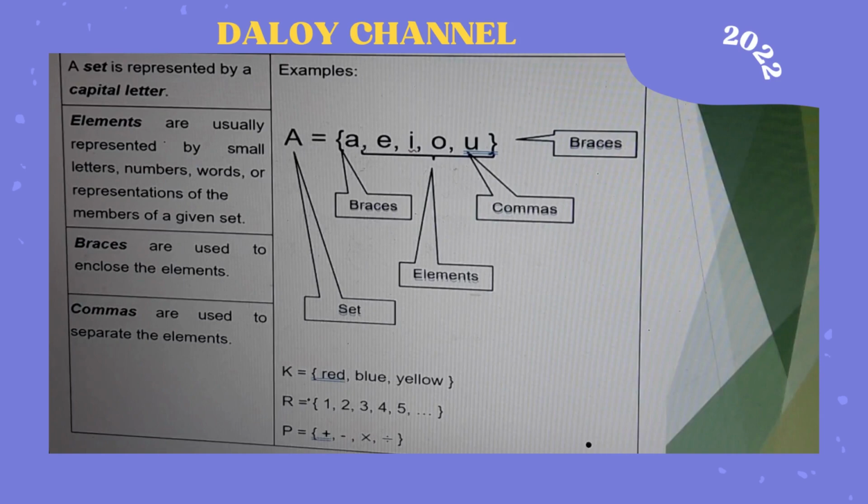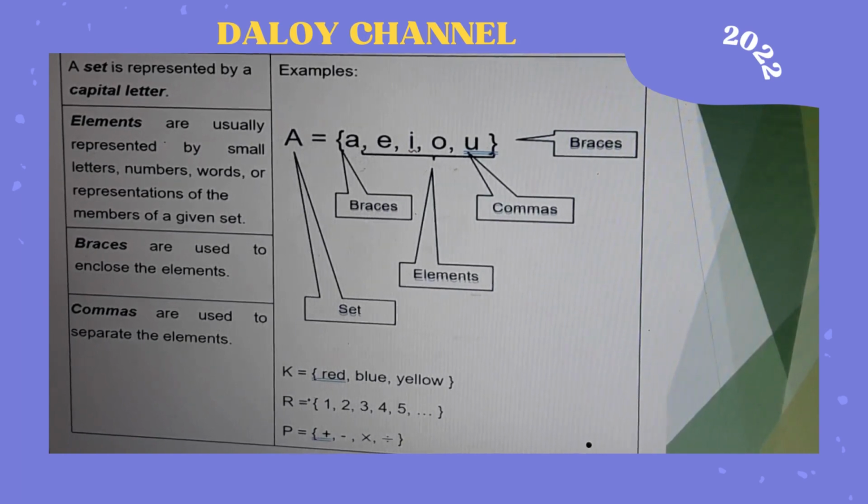So we have an illustrated example here. The capital letter A serves as a set, and it is equal to the group of, in which we are using braces, small letters a, e, i, o, u, which we consider as the elements of the set. And we usually use commas to separate them for us to identify exactly the number of elements in it.